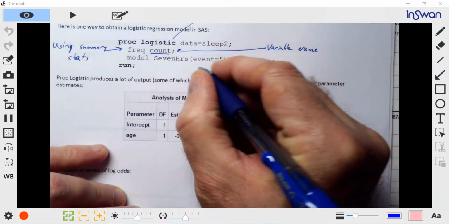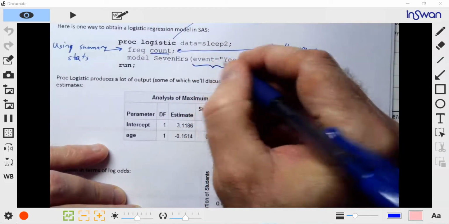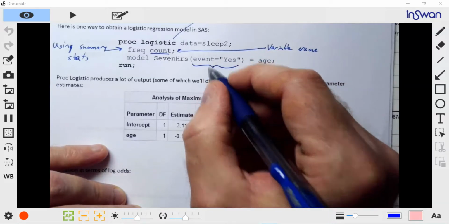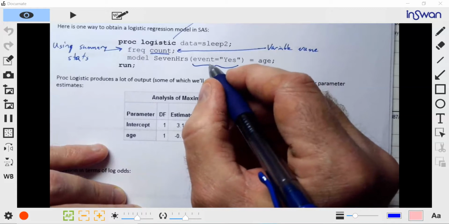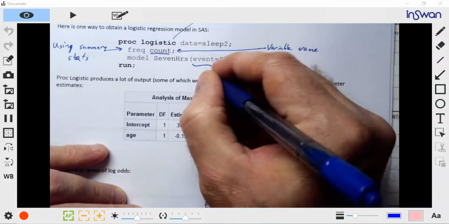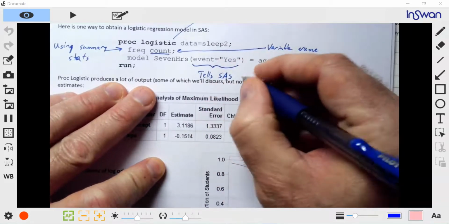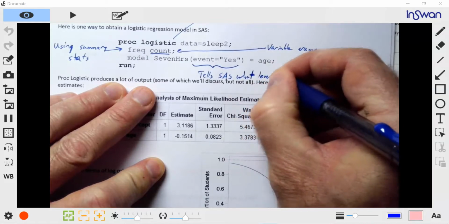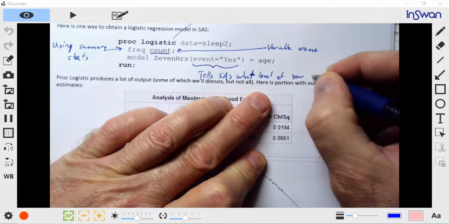And I'm going to say that I want to model event equals yes. So I want to model in my logistic regression the probability that a student said yes, they get at least 7 hours of sleep. So this tells SAS what level of your response to model.